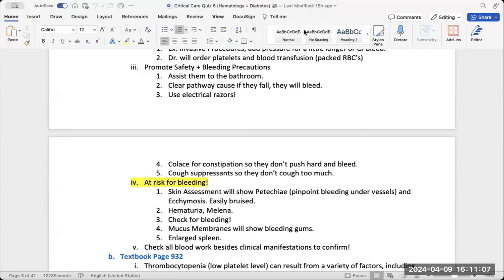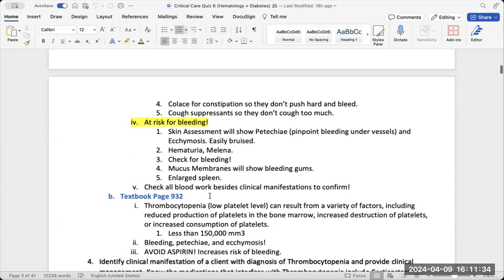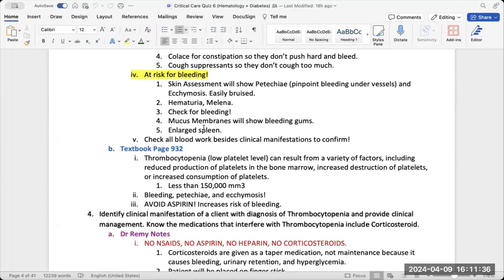We also want them, she said, to have cough suppressants so they don't cough too much, like if they have something in their throat, right? We don't want them to cough too hard where they cause bleeding or tears. As well, if they push really hard, they can cause rectal bleeding, right? So we would want to give them something like Colace so it's a little softer and easier for them to go to the bathroom, so you don't have to worry about rectal bleeding, because they're at risk to bleed heavily when they do bleed.